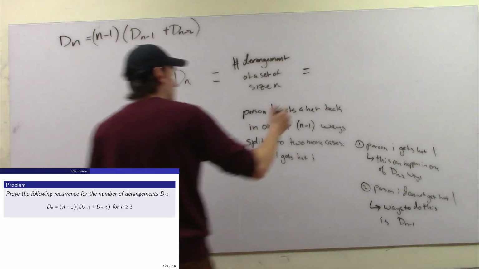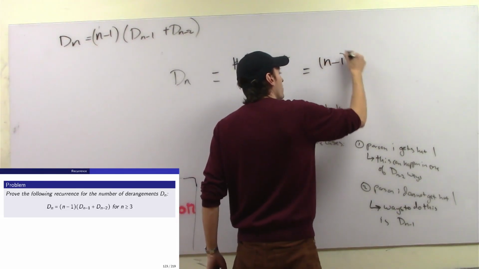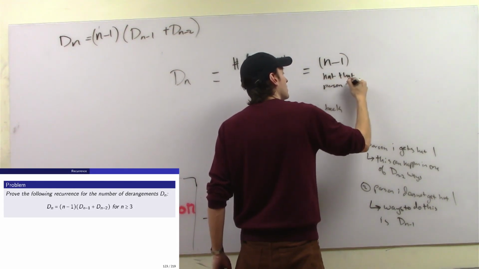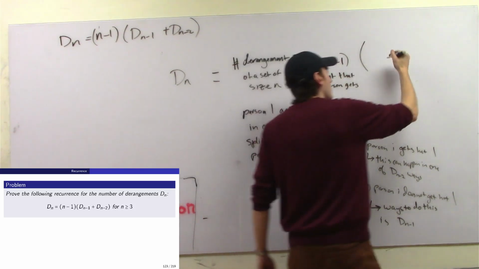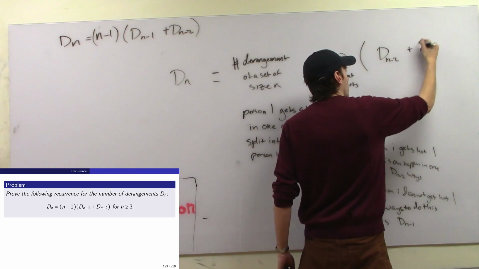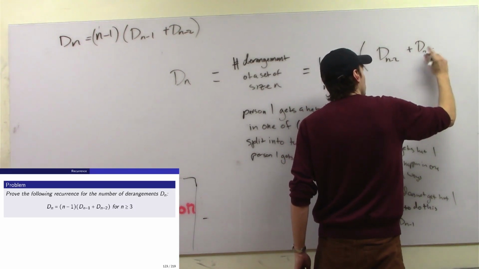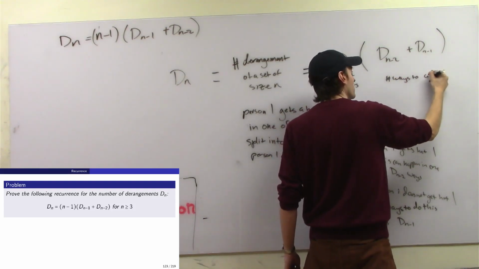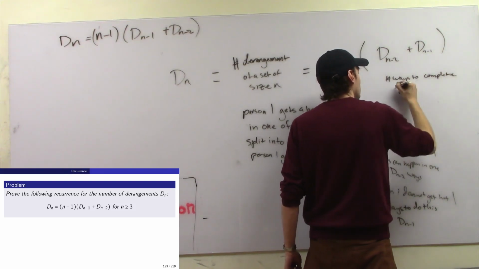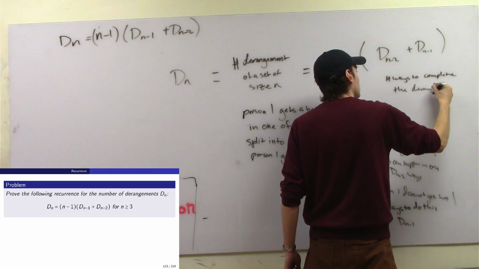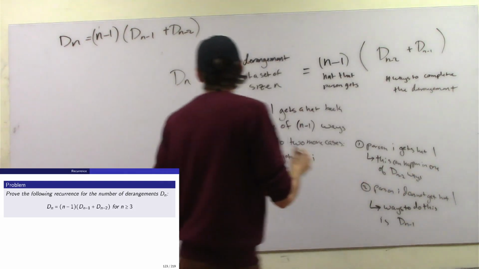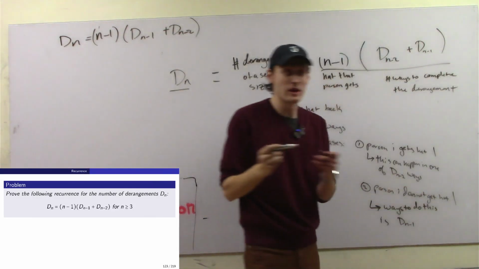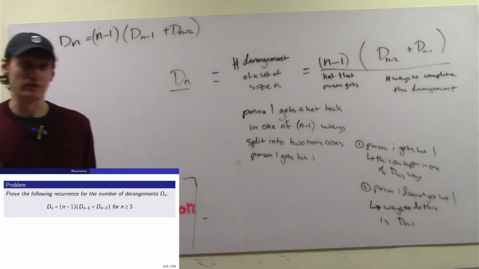So it should be n minus 1, and again, that's just the hat that person 1 gets, times d sub n minus 2 plus d sub n minus 1, which is the number of ways to complete the derangement. So using our double count again, we have d sub n is equal to n minus 1 times d sub n minus 2 plus d sub n minus 1, proving the recurrence.